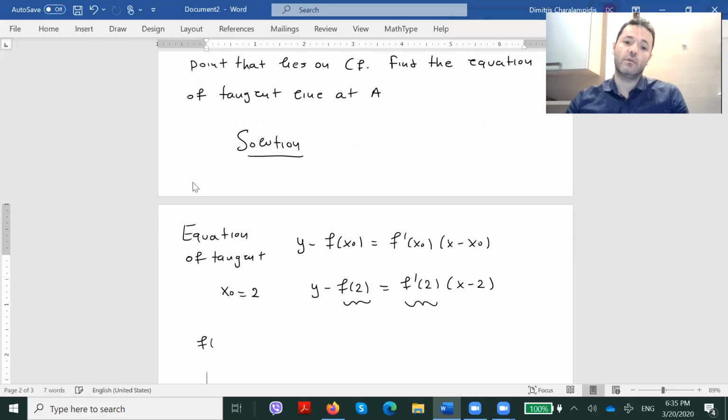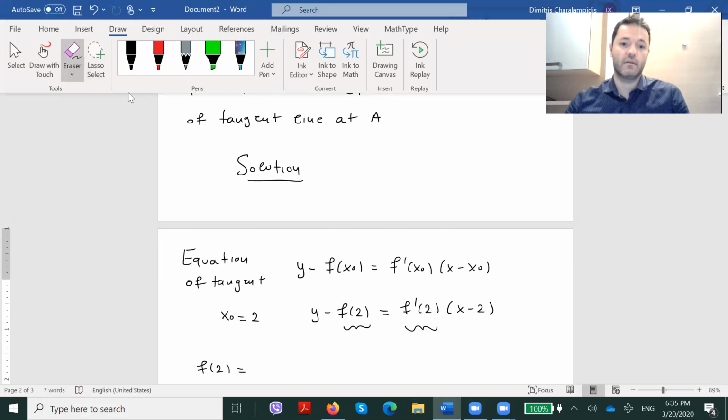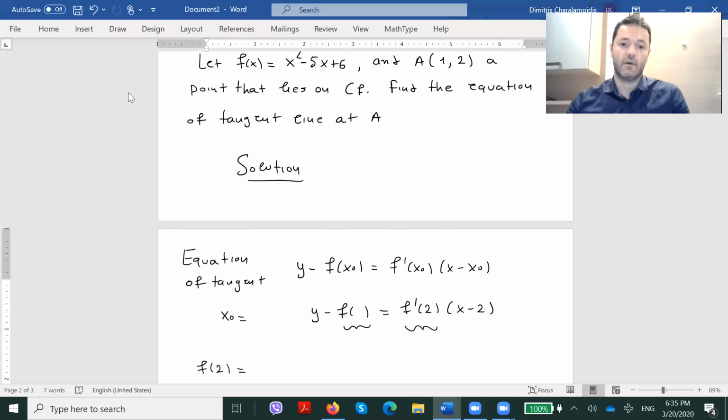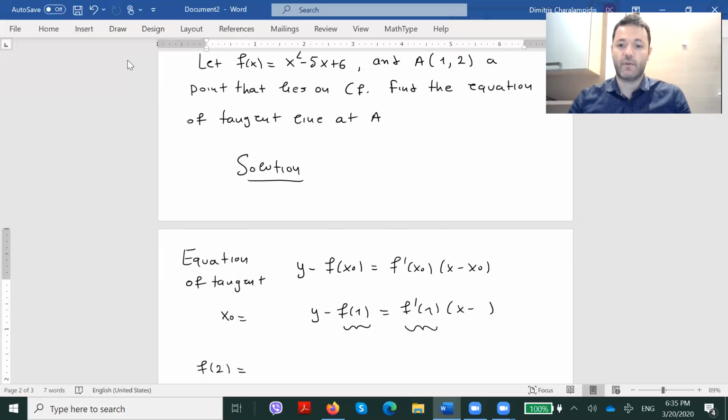f of 2 is actually given. It will be equal to, sorry, it's not f of 2. It should be f of 1. So we have y minus f of 1 equals f prime of 1 times x minus 1, and f of 1 was, like I said, given, is equal to 2.